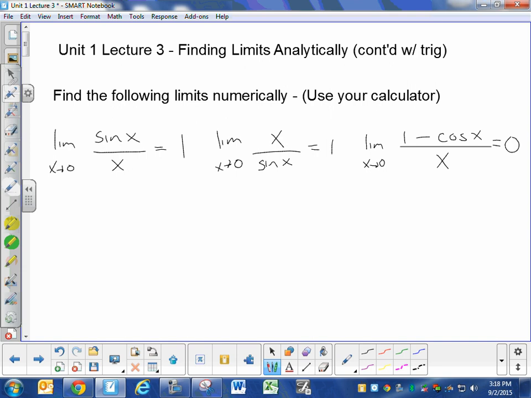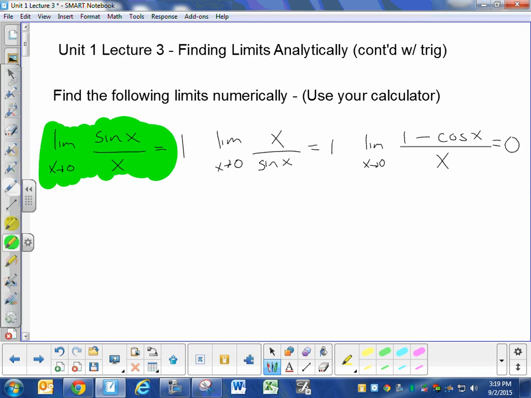but these 3 will help us find trig limits analytically that we're going to be doing, these limits using trig functions, especially this one. This one we need to commit to memory.